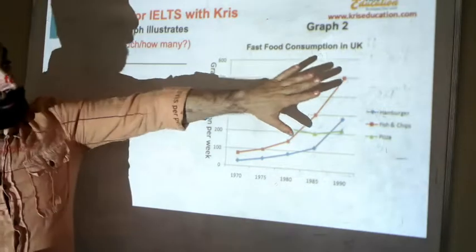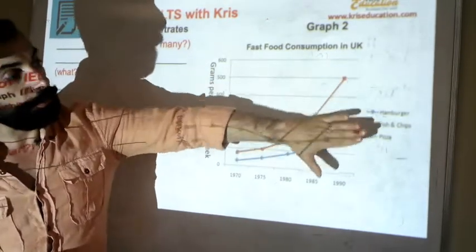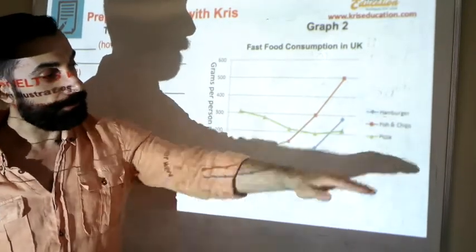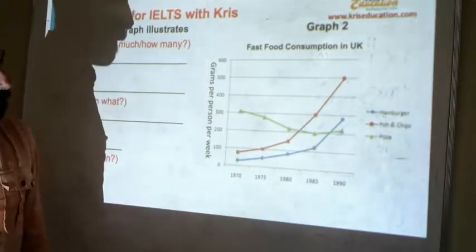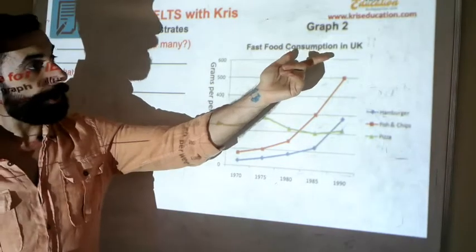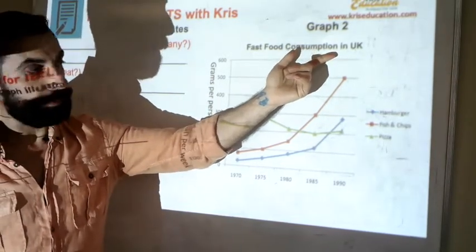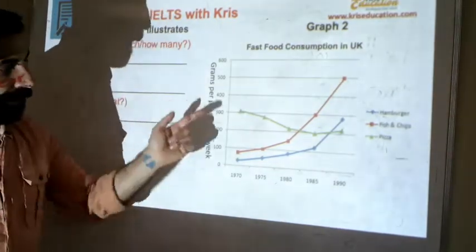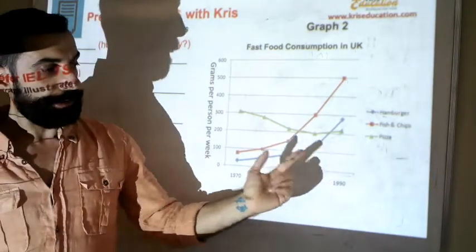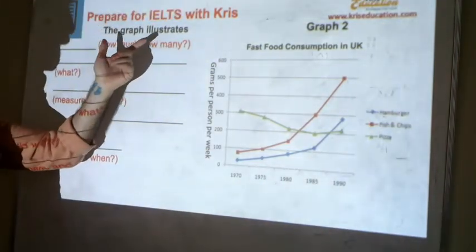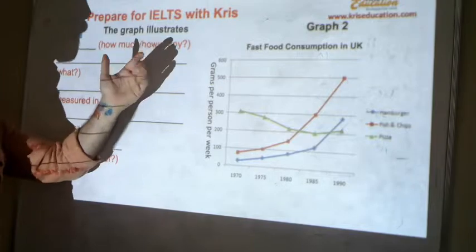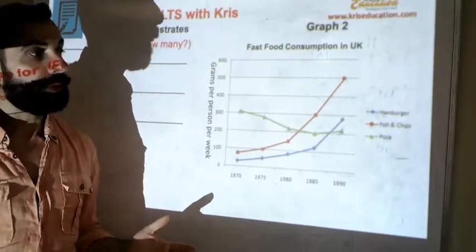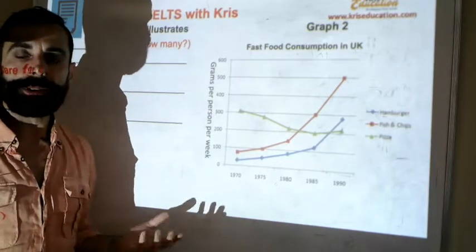The very first thing, become familiar with this part of the graph, with what the graph gives you. In this case, we've got hamburgers, fish and chips, and pizzas. Consumption. What is the verb for consumption? Obviously, is consumed. And this is the unit of measurement, and these are the years. So, the graph illustrates. We are talking about pizzas and hamburgers. What is that? How much or how many? Can we count pizzas? Can we say one pizza, two pizzas?